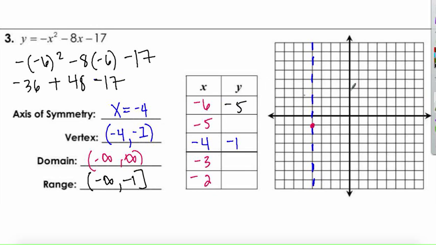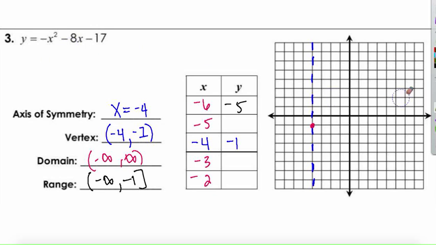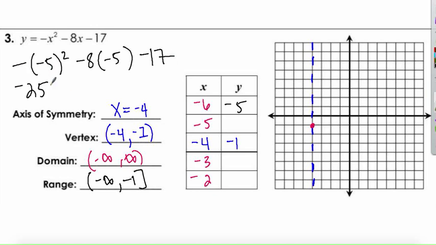I'm going to do it again with a negative 5. So we've got negative 5 squared minus 8 times negative 5 minus 17. So that gives us 25, but there's a negative out there, so it's negative 25 plus 8 times 5 is 40, minus 17. When I do those calculations, negative 25 plus 40 minus 17 gives us a negative 2.